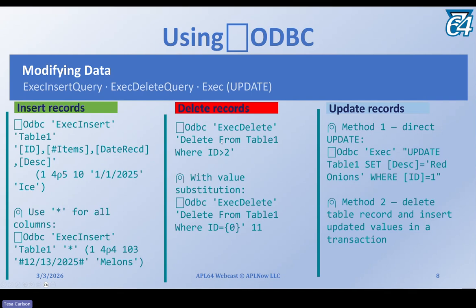In the exec delete, the right argument is the SQL statement saying what table you'll be deleting from and under what conditions. Then to modify data in an existing record in a table, you could use the Quad ODBC exec with an update SQL statement. The result of executing an update statement is the number of records that have been affected.